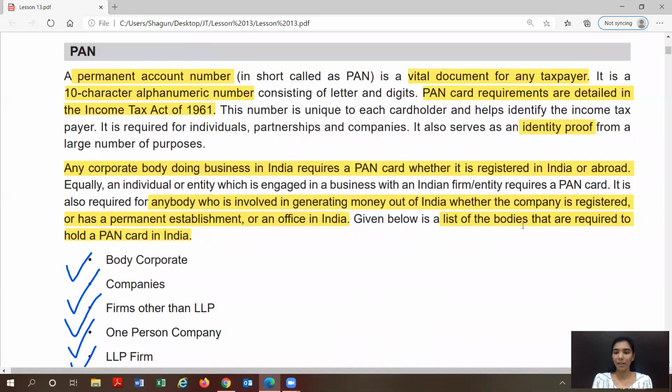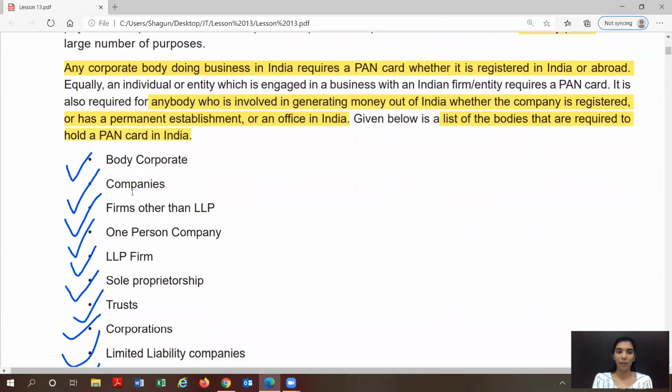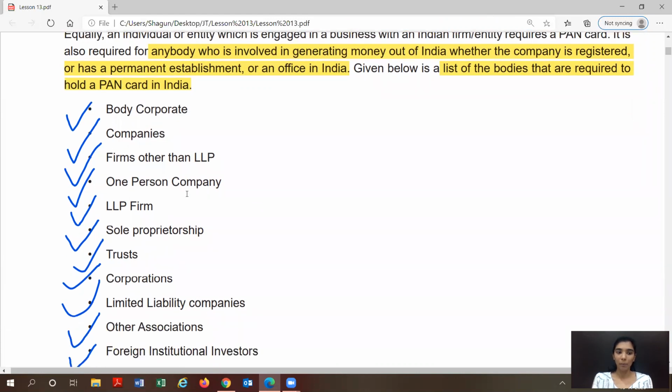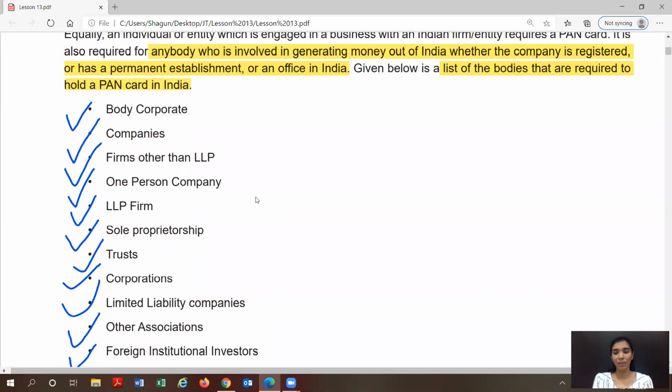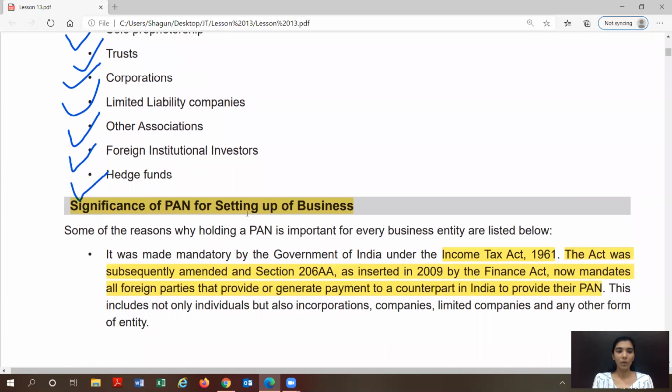Now, this is the list of bodies which are required to hold a PAN card in India: body corporates, companies, firms, LLPs, one-person companies, sole proprietorships, trusts, corporations, limited liability companies, other associations, foreign individual investors, hedge funds. So basically all kinds of body corporates. Any person who is going to pay tax, who is going to do business in India, is required to obtain a PAN number.